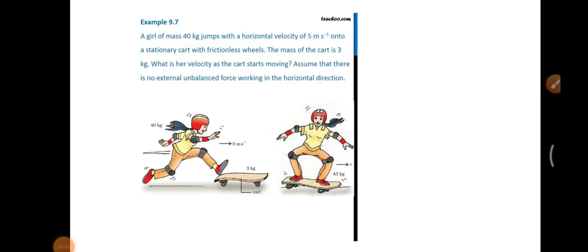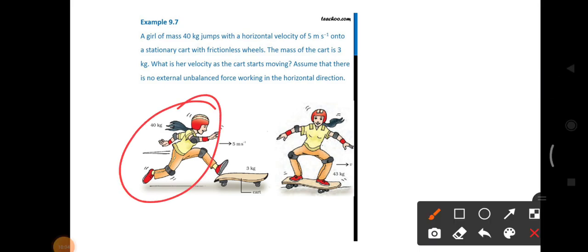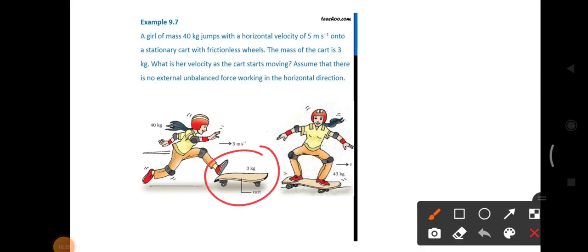The next one, example sum 9.7. A girl of mass 40 kilogram jumps with a horizontal velocity of 5 meter per second onto a stationary cart with frictionless wheels. The mass of the cart is 3 kilogram. What is her velocity as the cart starts moving? Assume that there is no external unbalanced force working in the horizontal direction.